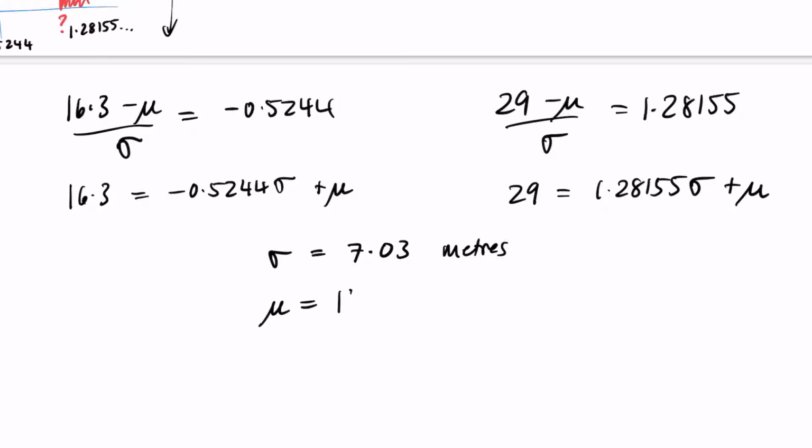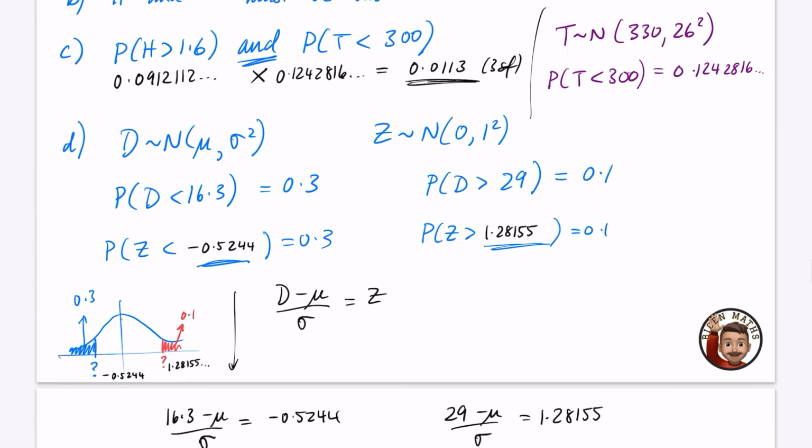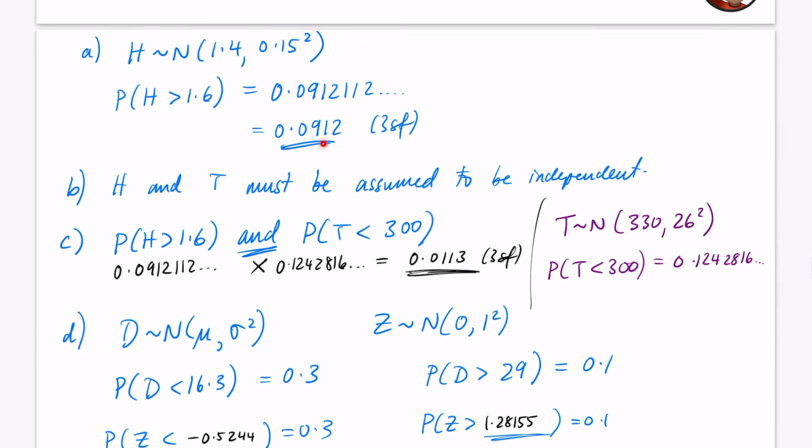And then the average is 19.987 like this, which is just going to be 20.0 meters. And both of these are to three significant figures. That's the standard pattern that they would be looking for here. So the answers, I'm just going to double check. We've got this 9.12, this, I think I said 11% earlier. I did not mean 11%, by the way.